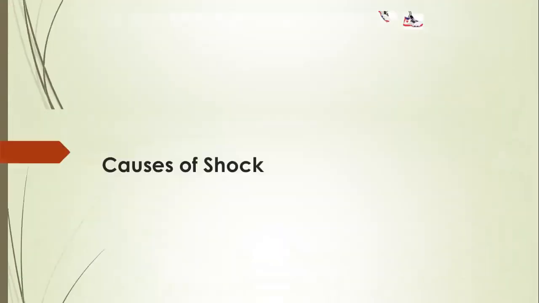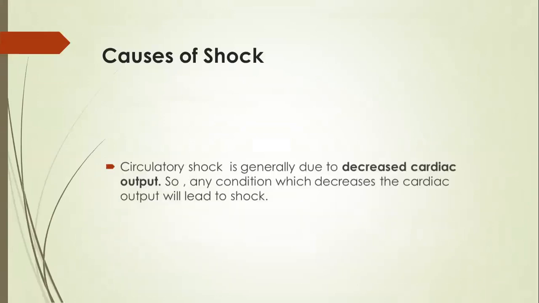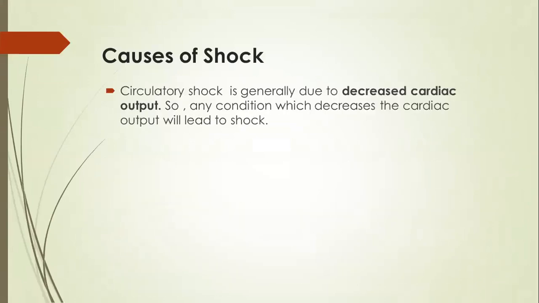Now, what are the causes of shock? Very commonly, there is a decreased cardiac output, and due to the decreased cardiac output, you get this circulatory type of shock. So this is the first and very important point for the cause of shock to occur in any person. Any condition which decreases the cardiac output can lead to shock.